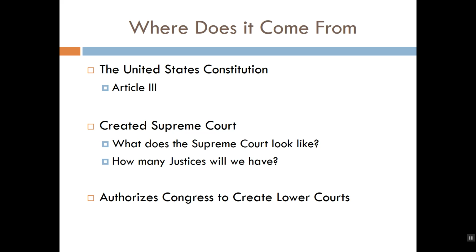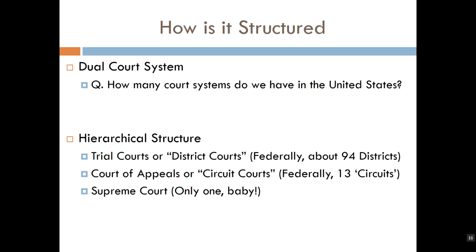So for now, just understand that the judicial branch is created in our Constitution by Article 3, but that its exact layout is more or less left up to Congress's discretion, with a couple of very specific exceptions to this general rule. So how is the court system structured?